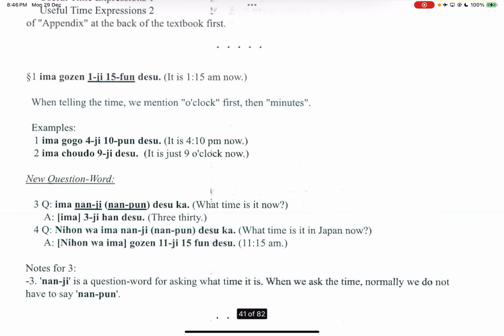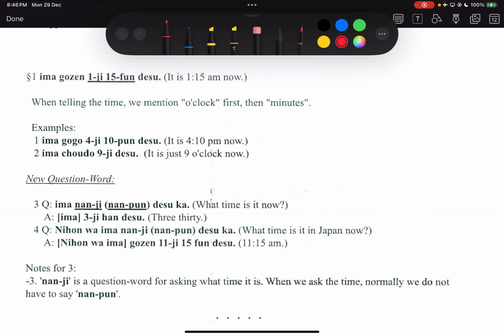Then the other one is the opposite, gogo. So you can see in example 1, there is ima, gogo. Gogo means 午后, means afternoon, so that will be PM. So before noon is AM, after noon is PM. So gozen is AM, gogo is PM.